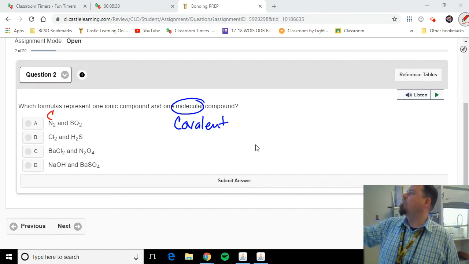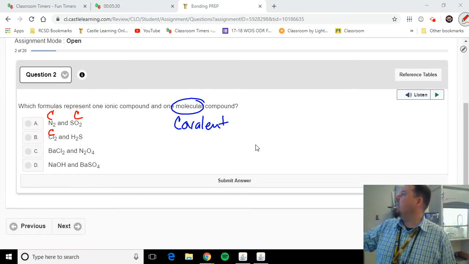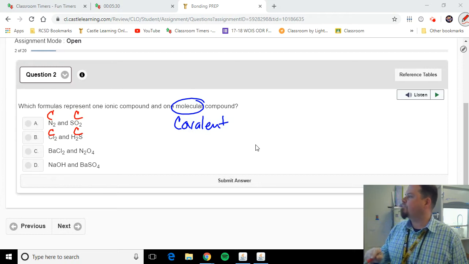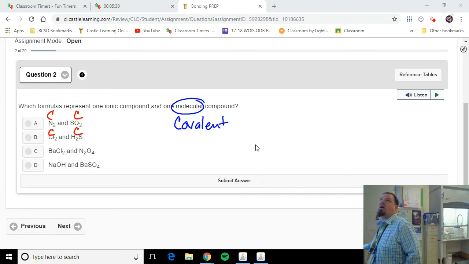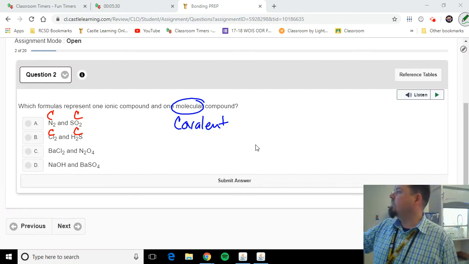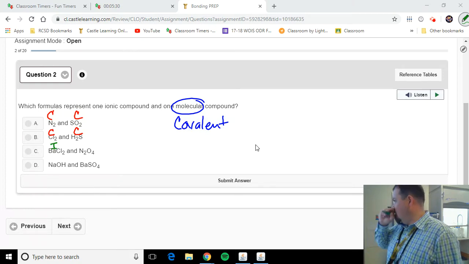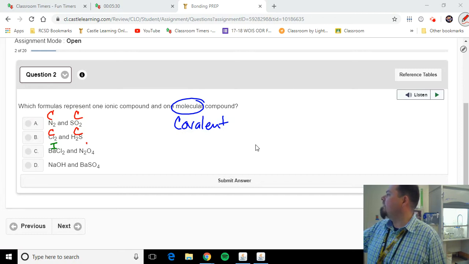Nitrogen and nitrogen is covalent, two nonmetals. Sulfur and oxygen, two nonmetals, so that's covalent. Cl2 is Cl to Cl, which is two nonmetals, so that's covalent. H to an S, nonmetal and a nonmetal, that's covalent. Ba to Cl, so that's a metal. Ba is on the far left. If you didn't know barium was a metal, I just looked it up. It's in group 2, so it's a metal. So this is ionic. And then N2O4, that is nonmetal with a nonmetal, that's covalent.